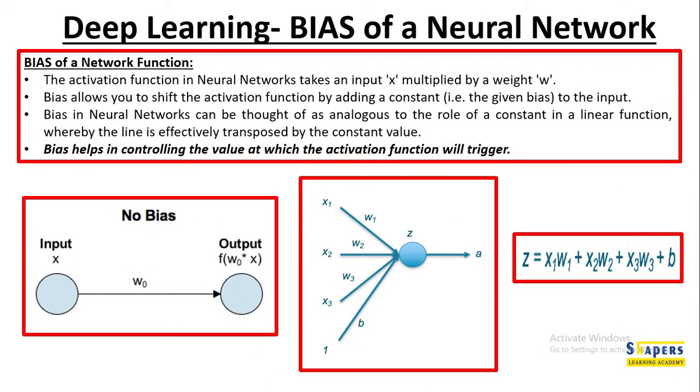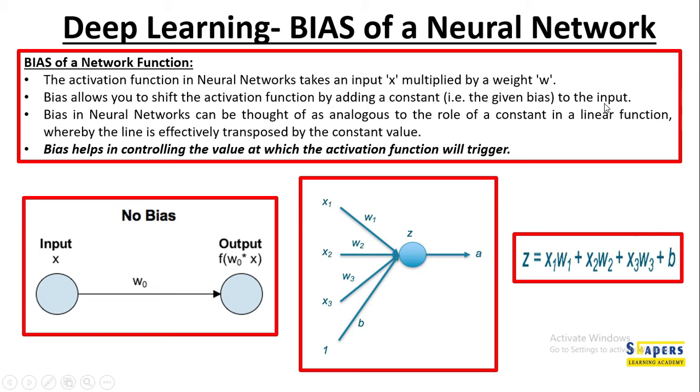Bias of a network function. The activation function in a neural network takes an input x multiplied by weight w, as we know. So we have an input, and this input is being multiplied by the weight w. So the output is a function of w0 times x, as we know. So there is one more element called bias, something like this, b. Bias allows you to shift the activation function by adding a constant to the input.